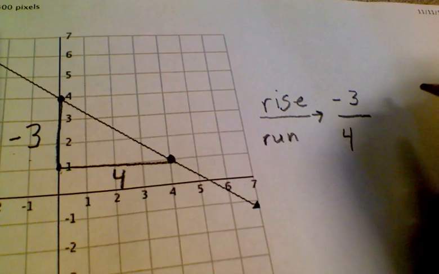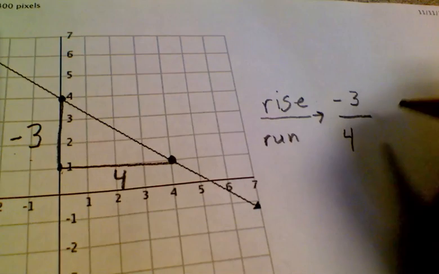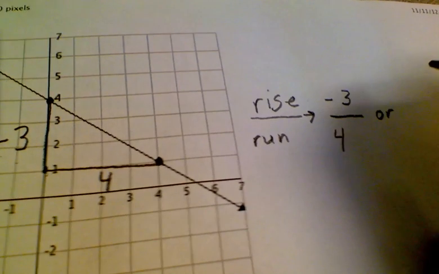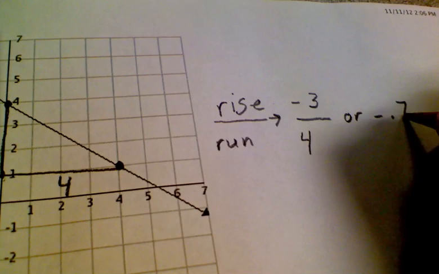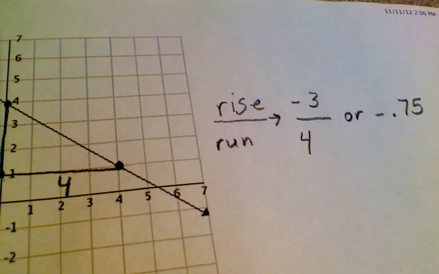All right, just depending on how they want you to write it, you can leave it as a fraction, or if you want to write it as a decimal, it then would be -0.75. That is my slope there.